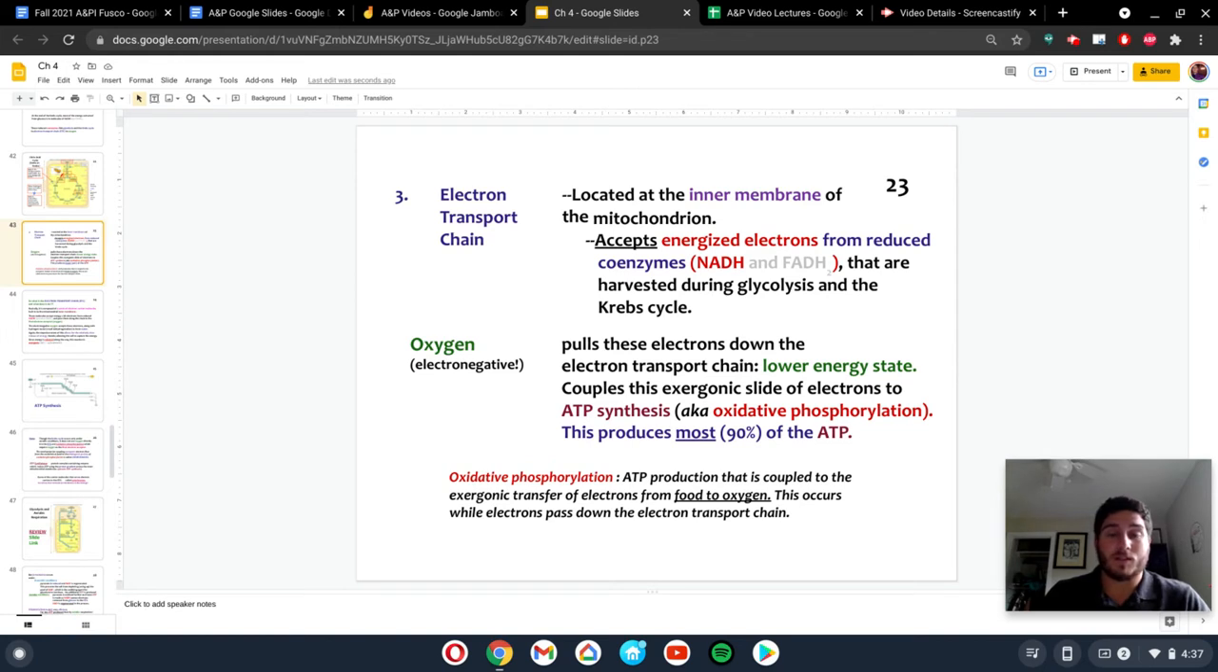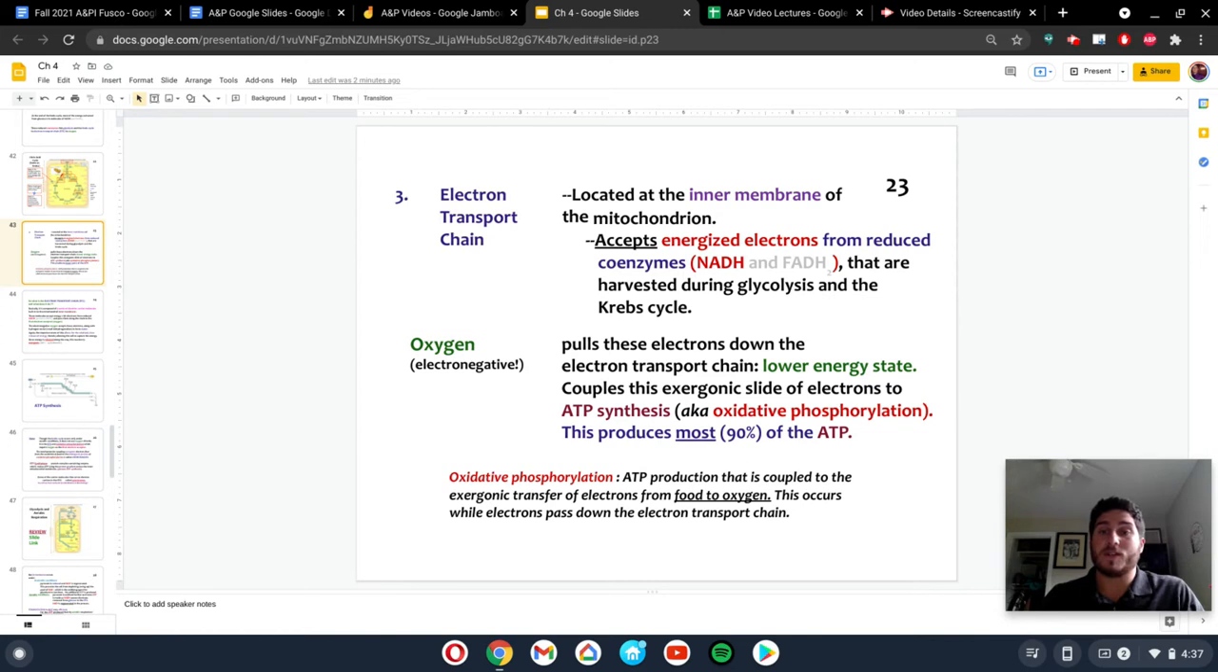In fact, it's probably about 90% or more of the total ATP created is in this step. So what's really important to understand is number one, it's still in the mitochondria. All right, so we still need oxygen. Also, this is a process where we're going to need those energized electrons, the ones that we've been creating throughout the first two steps, glycolysis and the Krebs cycle.